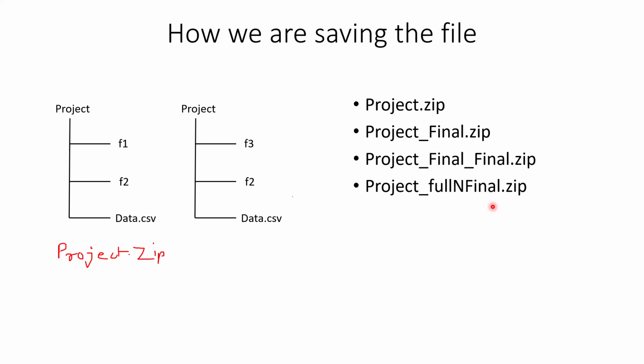So project_full_and_final.zip. Now some more changes, and this time I'm writing, let's write the date. Project_20_January.zip. What I did again, some changes, same cycle repeats. Some of the changes, it's recurring changes.